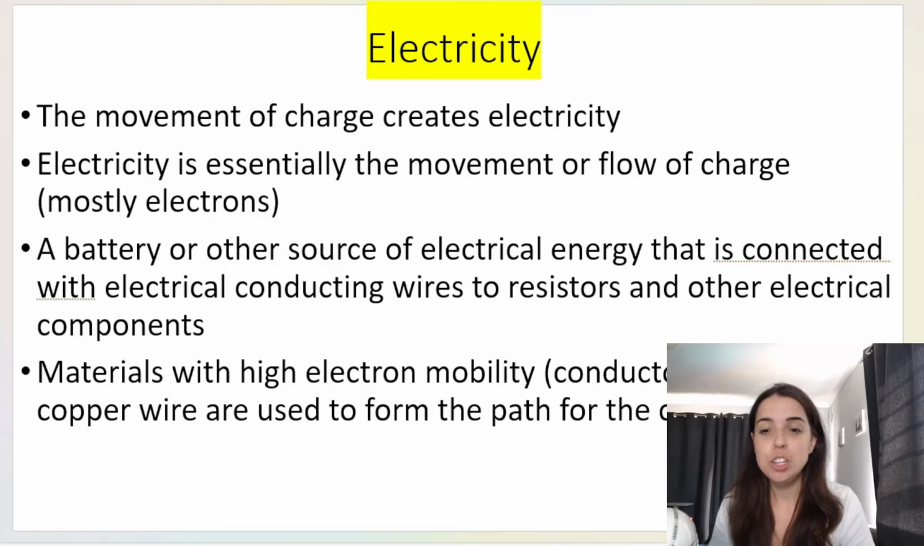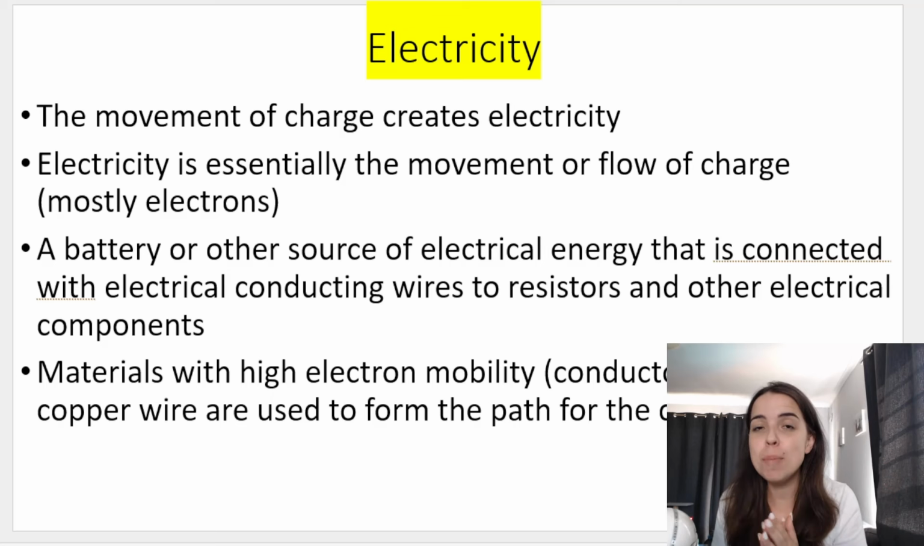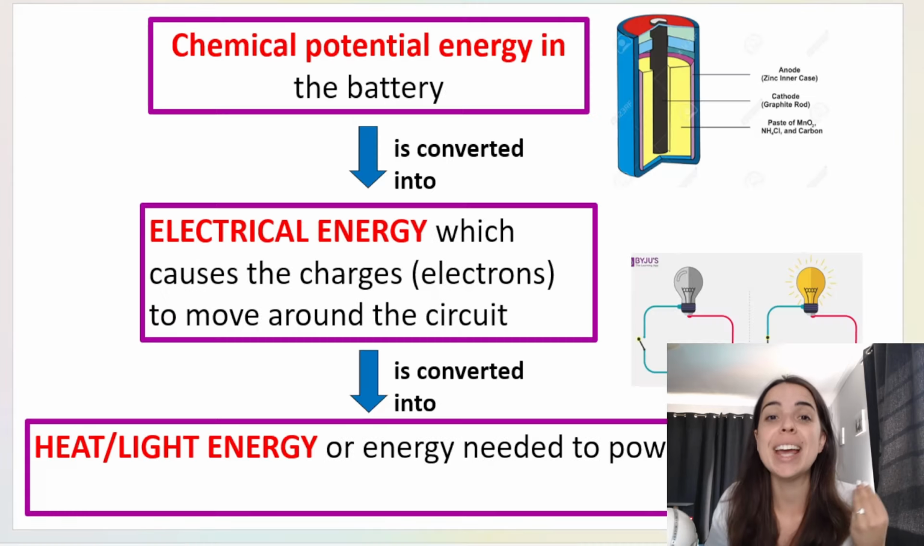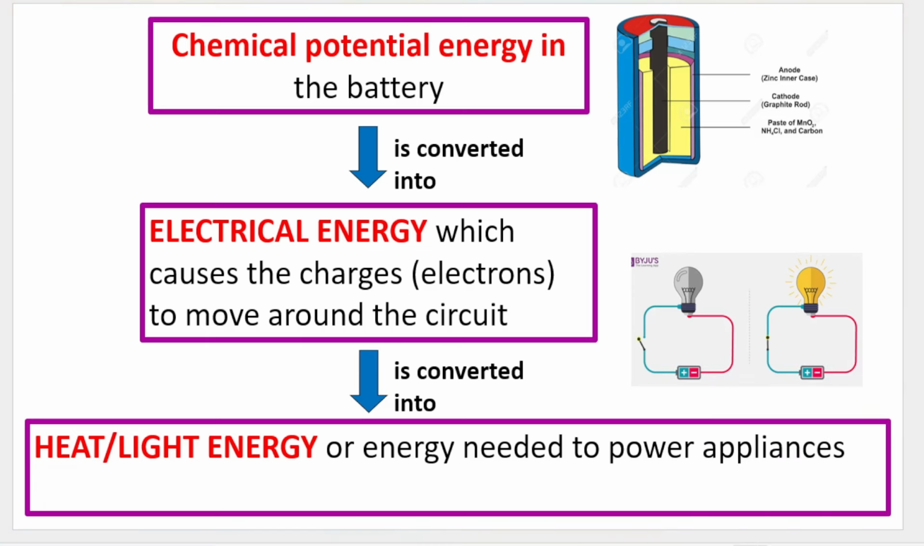So let's go. You should know that electricity is the movement of charge, the flow of electrons. Electricity, and this section, is all about energy conversion. So we start off with chemical potential energy within the battery, and that is converted to electrical energy. Electrical energy is what causes the charges, the electrons, to move around the circuit. And that electrical energy is converted into heat energy, or light energy, or energy needed to power the appliances.